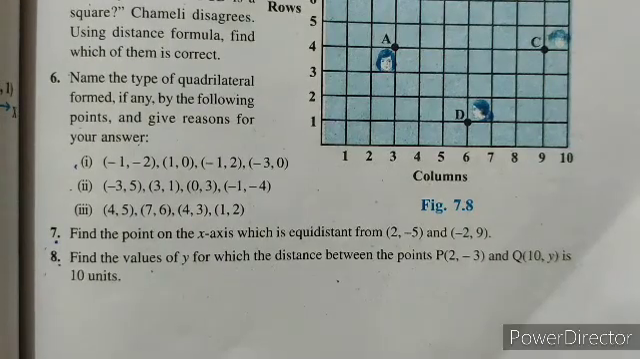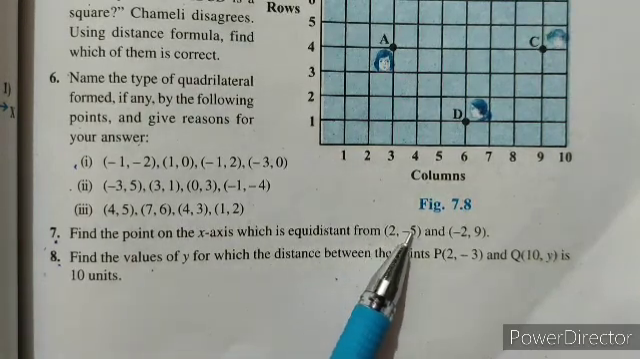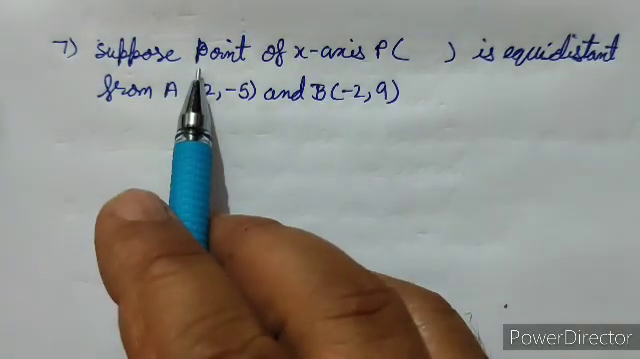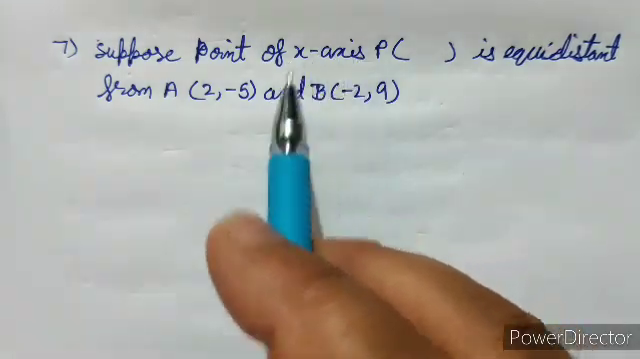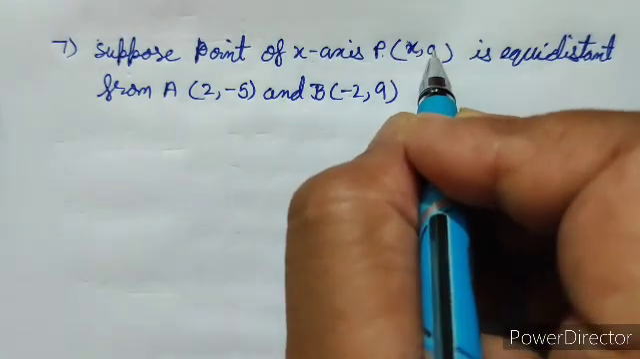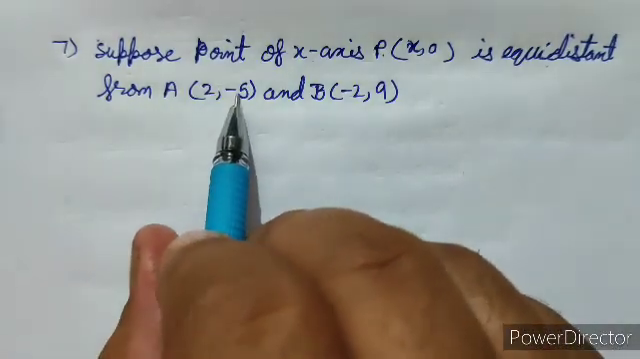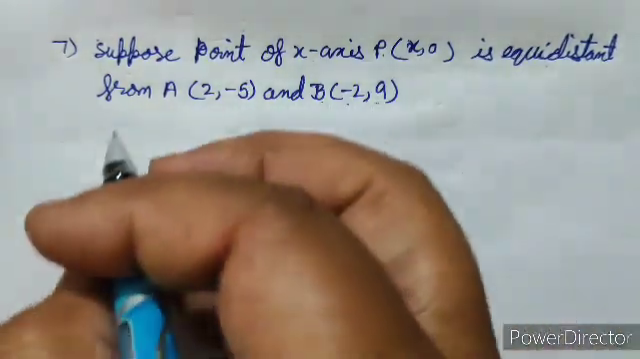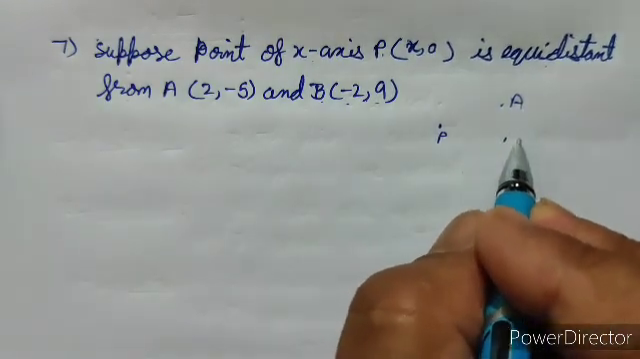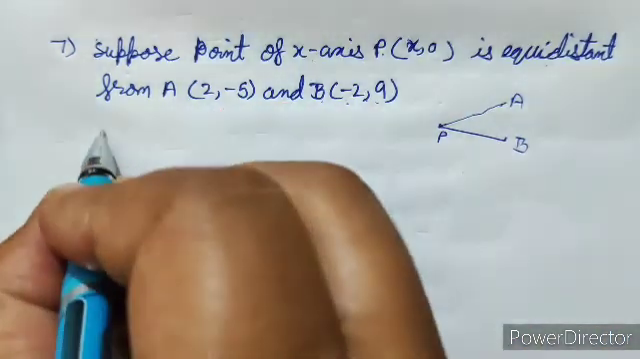In question number 7, we have to find a point on the x-axis which is equidistant from the points (2, -5) and (-2, 9). So let us take a point P on the x-axis as (x, 0), as P lies on the x-axis, so its y-coordinate will be 0. And this is equidistant from A (2, -5) and B (-2, 9). That means this point P is equidistant from point A and point B, that is PA will be equal to PB.